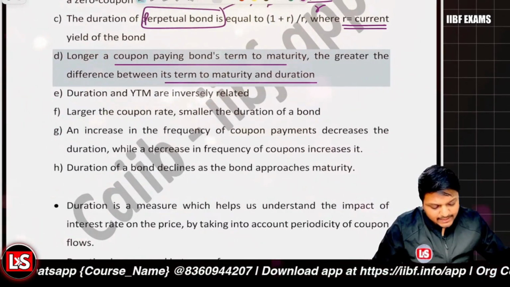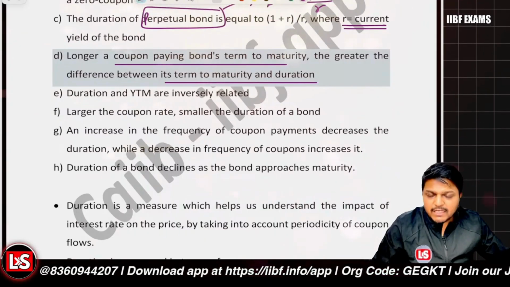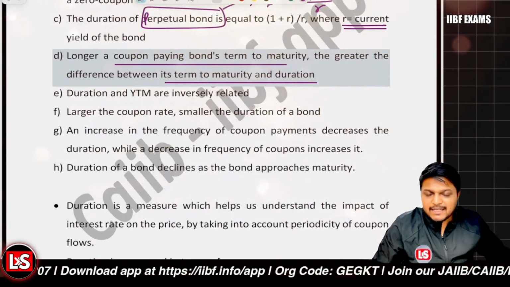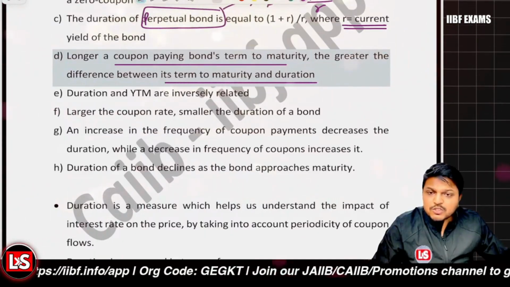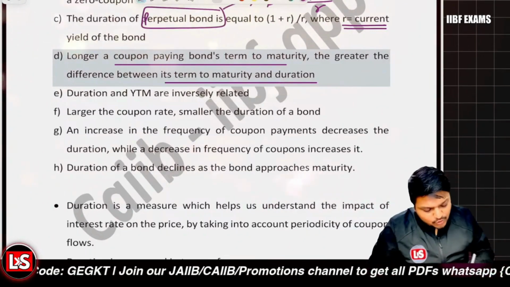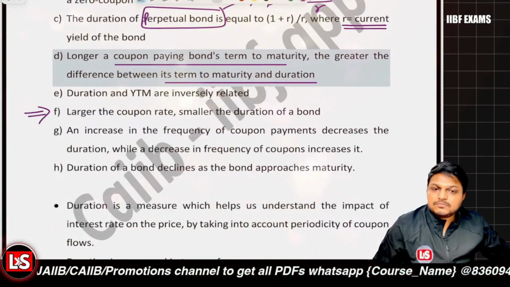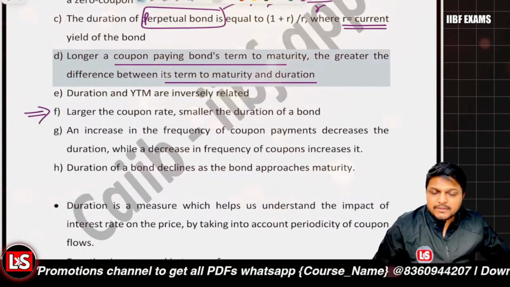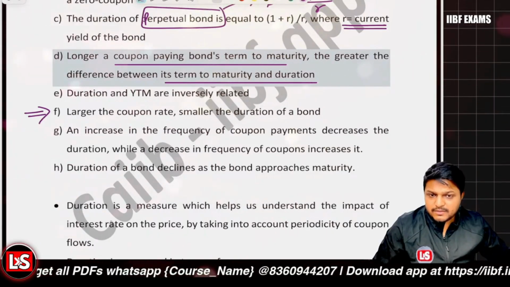Further, duration is inversely related to the YTM. The higher the YTM, the lesser the duration. The lower the YTM, the more the duration. And more duration means more risk. And the larger the coupon rate, the smaller the duration of the bond. So the higher the coupon, the interest that you are getting, the lower the duration of the bond.